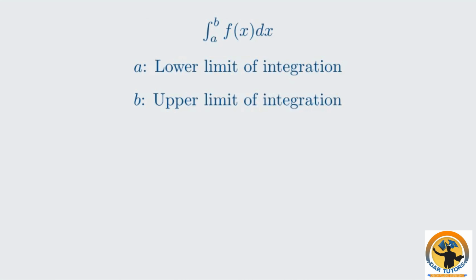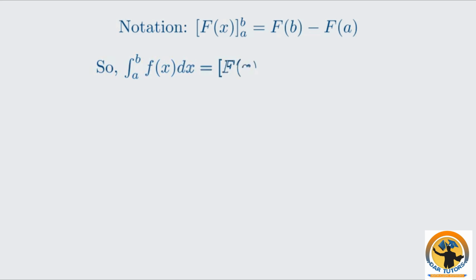We read this expression as the integral from a to b of f of x with respect to x. The numbers a and b are called the lower and upper limits of integration, respectively. A key point to remember is that when calculating definite integrals, we can omit the constant of integration, C. This is because it will always cancel out in the subtraction process, F of b minus F of a. We often use a shorthand notation for F of b minus F of a. We write it as a square bracket with F of x inside, and the limits a and b on the right side. So the definite integral is equal to this expression, which simplifies to F of b minus F of a.